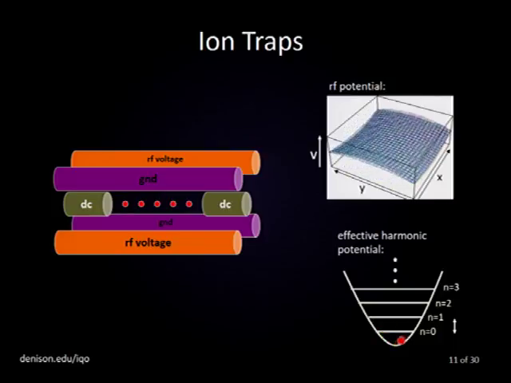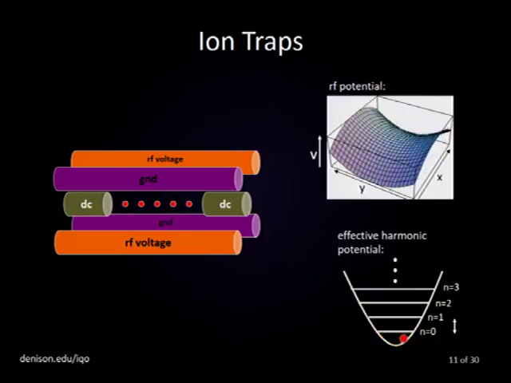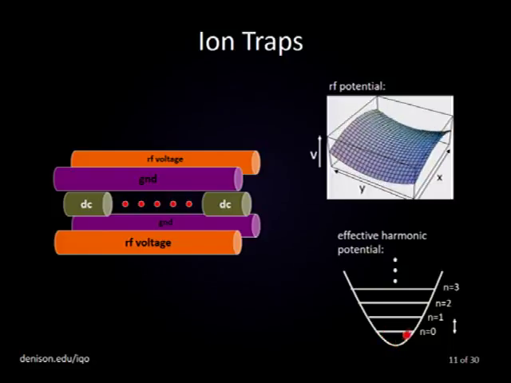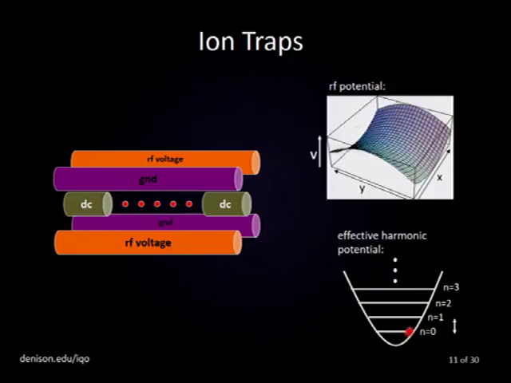But as you can see, at any instant in time, the potential from the RF looks kind of like a horse saddle, right? So it's anti-trapping in one direction. If you were to set a ball there in the middle, it would roll off the side, right? At any instant in time, if you were to freeze it.